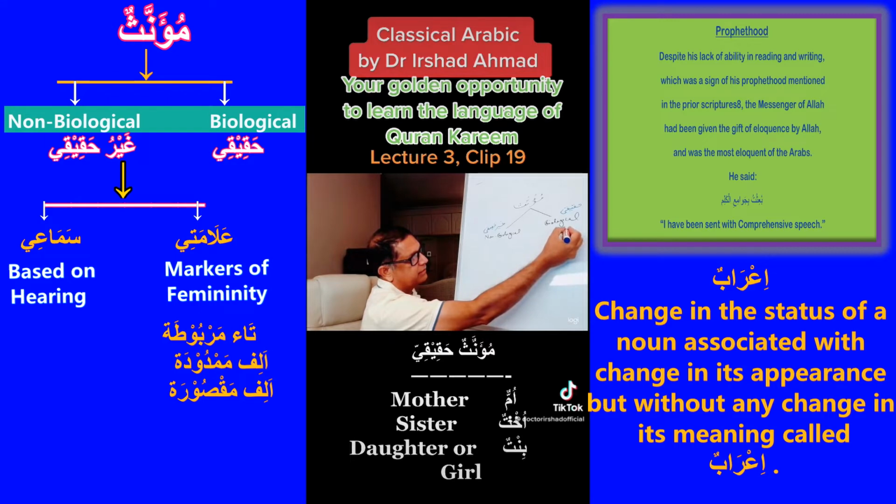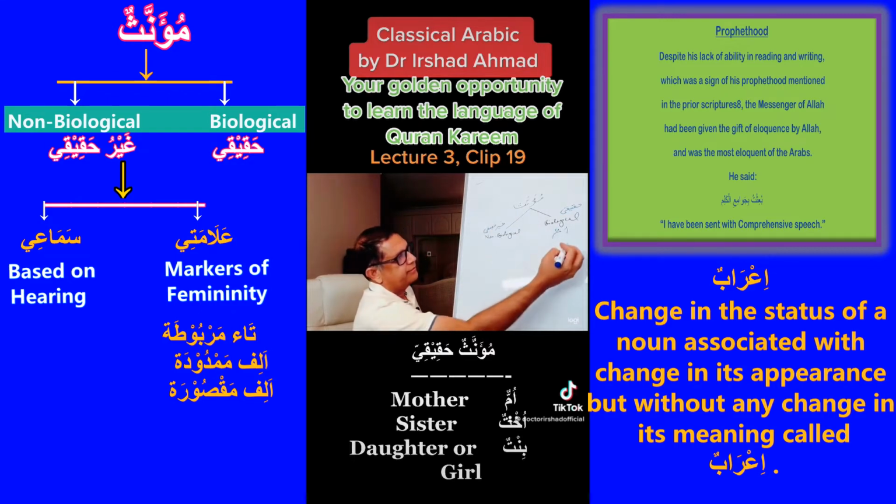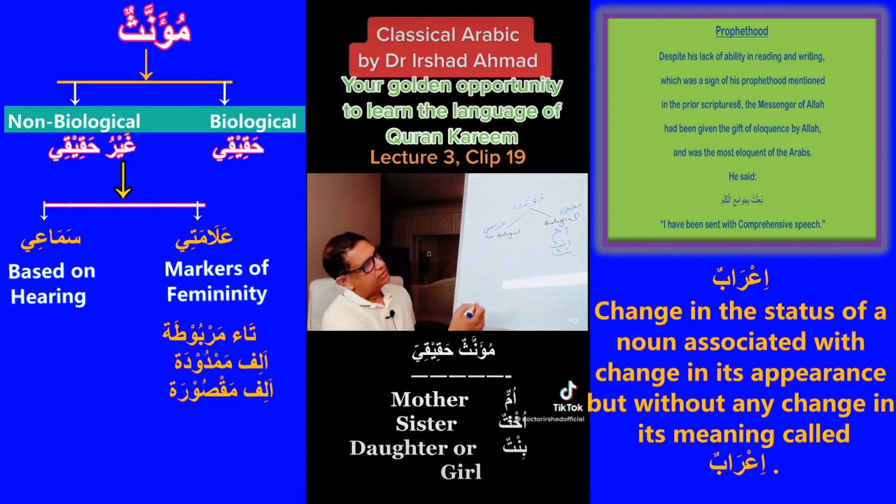For example, ummun, mother, ukhtun, sister, bintun, daughter. So as long as we know the meaning of these words, we will immediately know that they are feminine.